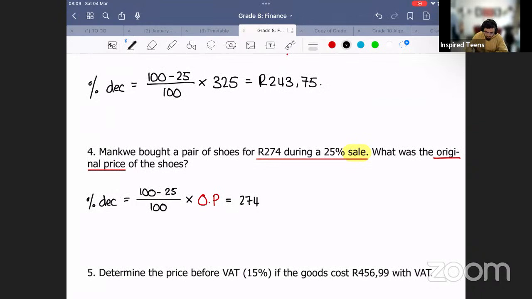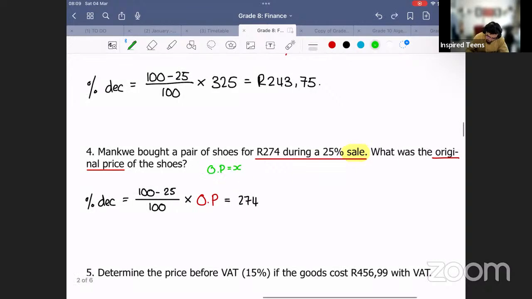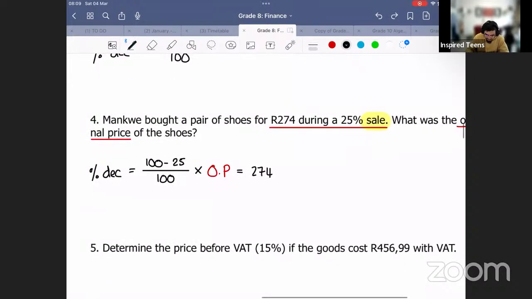Okay, does that make sense? So 100 minus 25 multiplied by the original price gives us the new price. In this case, we don't know the original price, so we will leave it as an unknown. You can use X to denote it as well. That's fine. I'm just using OP so we understand it's the original price. I'm just going to say original price equals X and then use X. That's not complicated. Okay, so now it's mathematics.